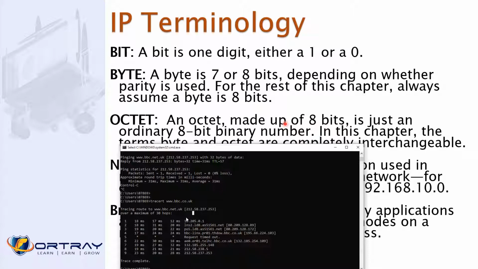This is the decimal format. We will convert them into binary format once we discuss that later on. It's just an ordinary number. In this chapter, we treat bits and octets as completely interchangeable.